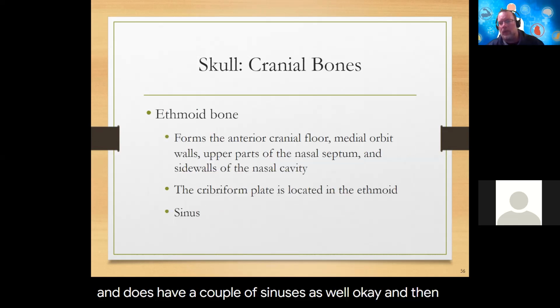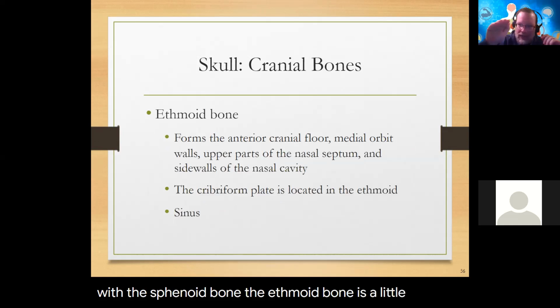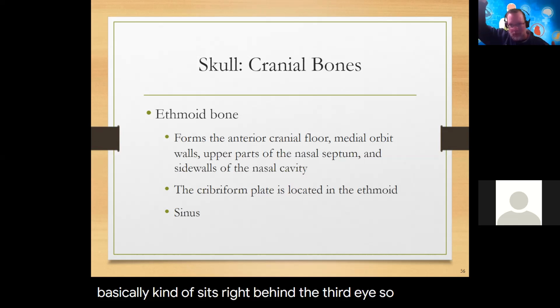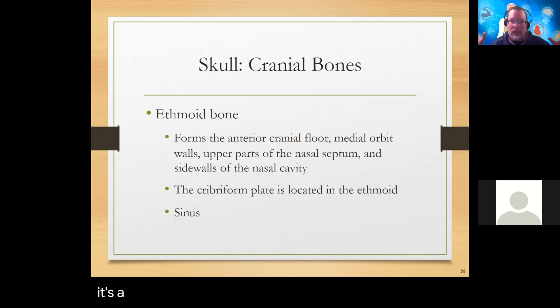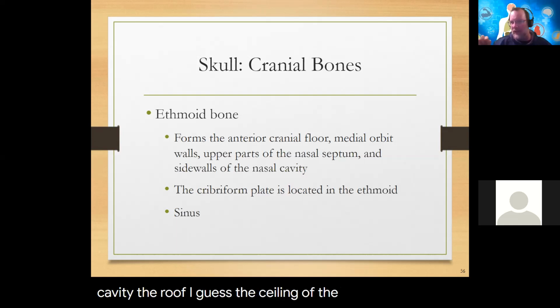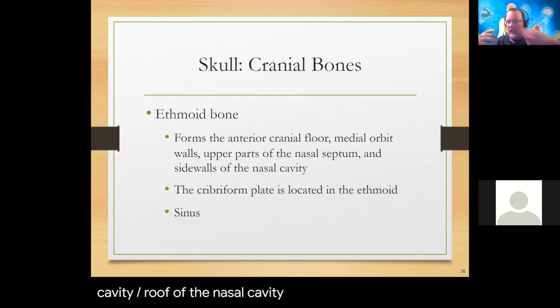Okay, and then the ethmoid bone within the cranium, also along with the sphenoid bone. The ethmoid bone is a little bit anterior, a little bit in front of the sphenoid bone, and it sits right behind the third eye. The ethmoid is completely internal. It forms the roof of the nasal cavity. So when we go up into the nasal cavity, the ceiling of the nasal cavity, slash roof of the nasal cavity, is going to be formed by it.